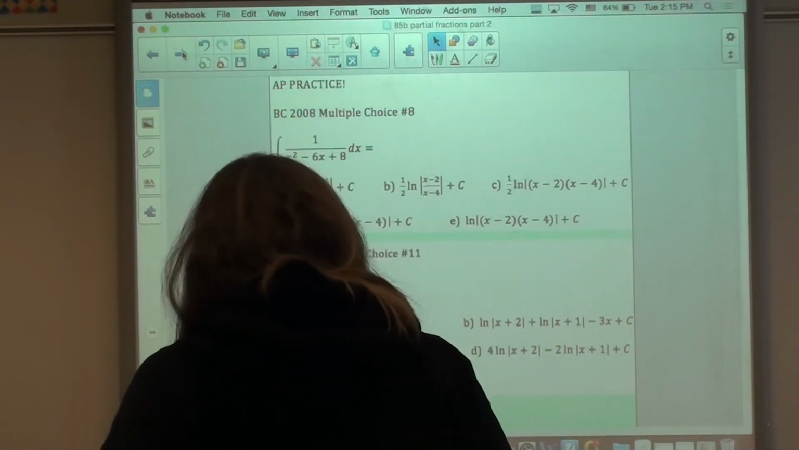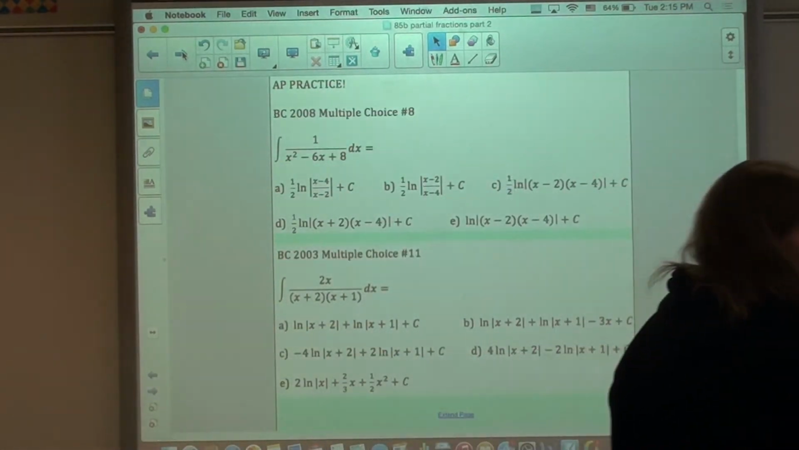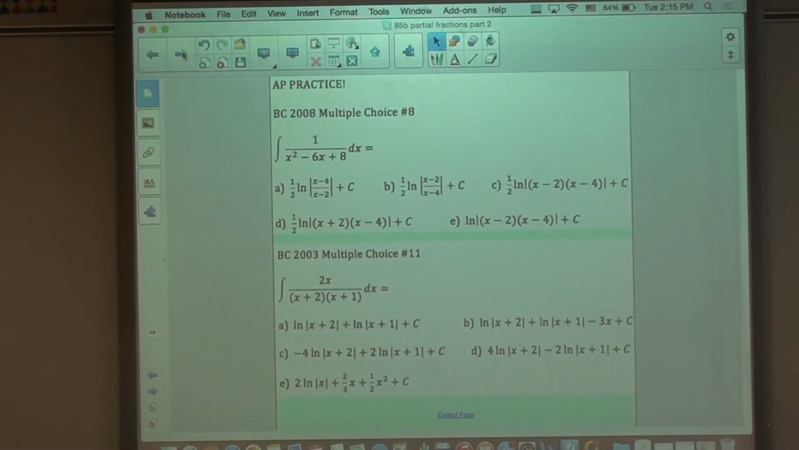Just look at the order. A is 4, B is 2, -2. For the second one, A is 4, B is -2, correct? No, B is -3.